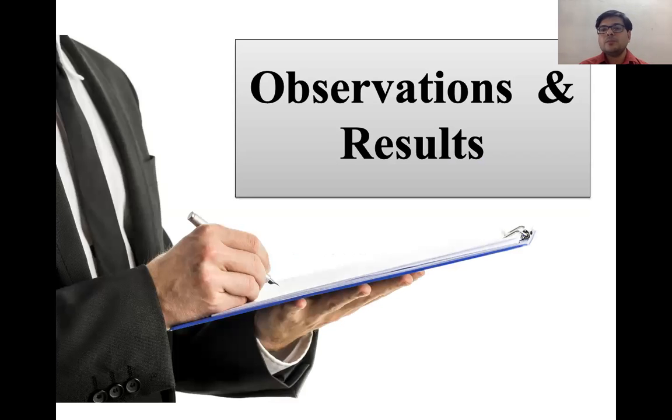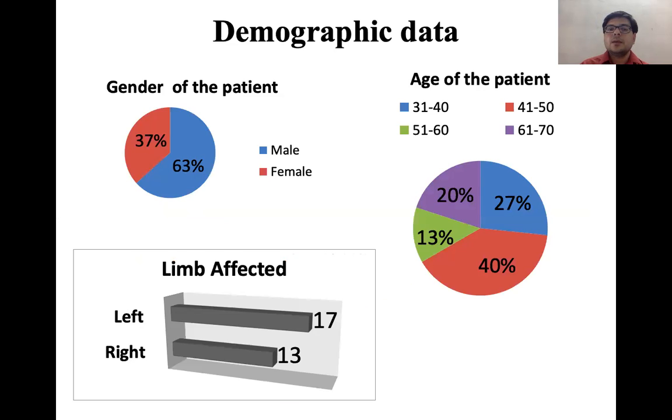So if we see observations and results, my study includes 63% male patients and 37% female patients. As we have seen in previous slides, it is more prevalent in males than females, and the age of patients is also distributed here. Regarding the limb affected in sciatica, 17 patients had the left limb affected and 13 patients the right limb.